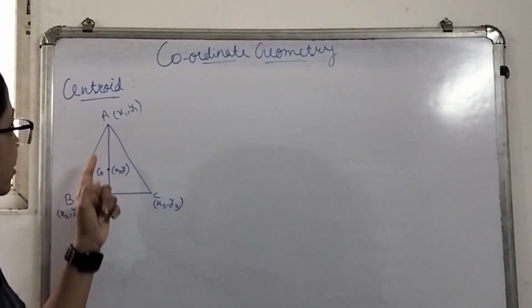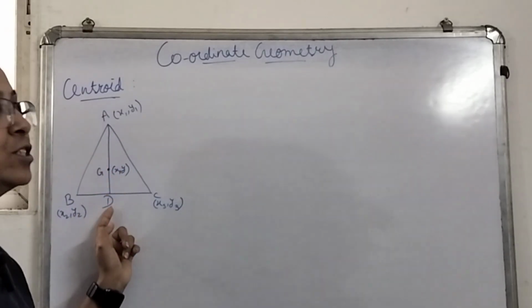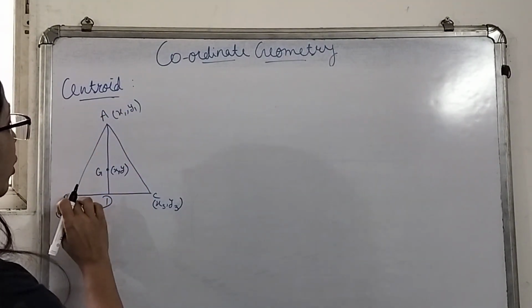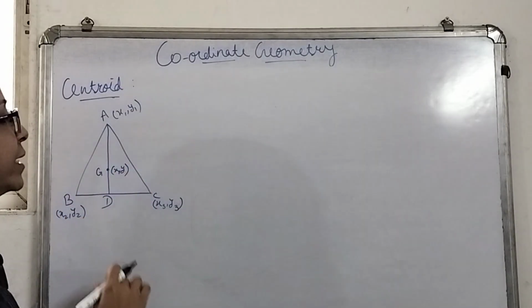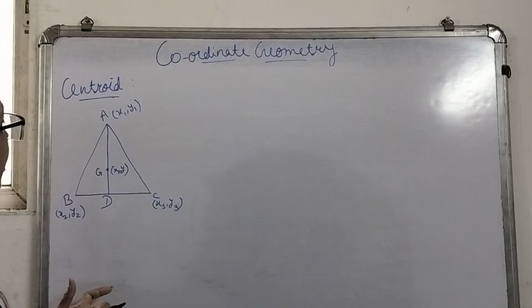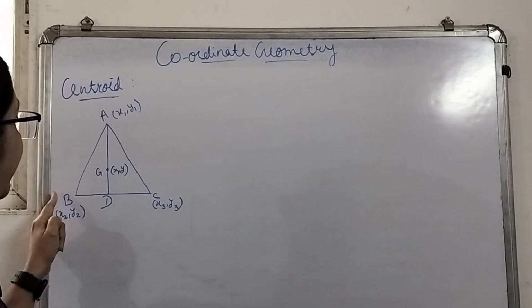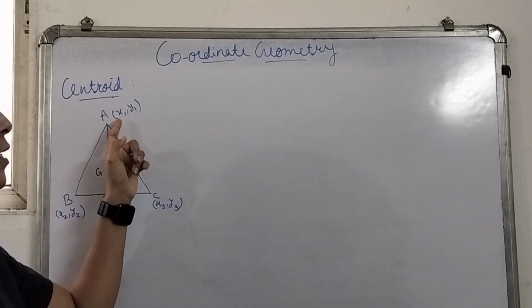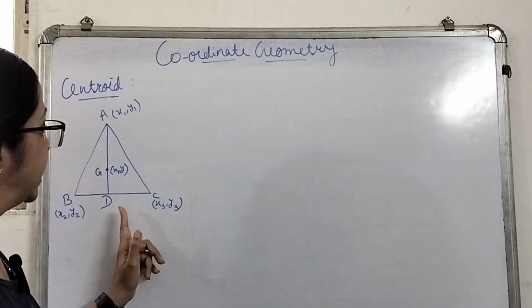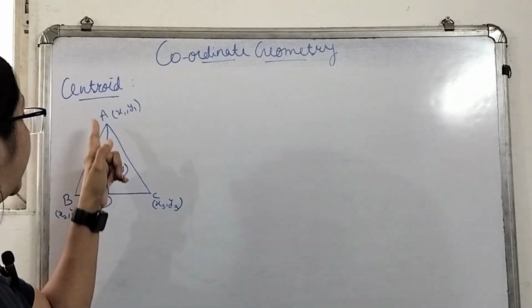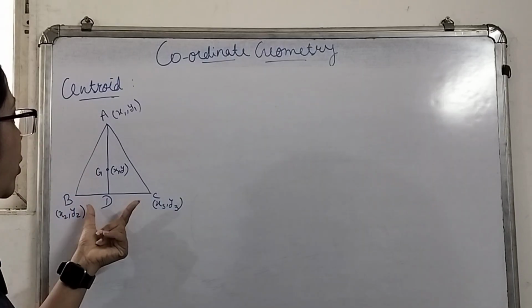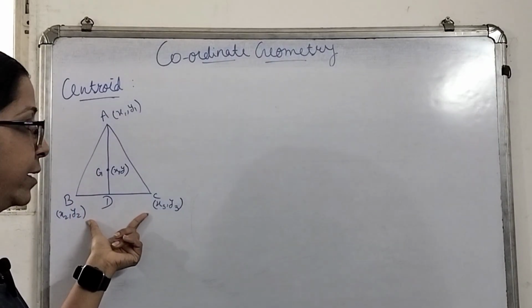The intersection point of the medians of a triangle is known as centroid. Means the point where all the 3 medians of a triangle will meet, that point is known as centroid. Here we have taken a triangle ABC. The coordinates of point A is x1, y1, B is x2, y2, and C is x3, y3. AD is the median from the vertex A on the side BC of the triangle.